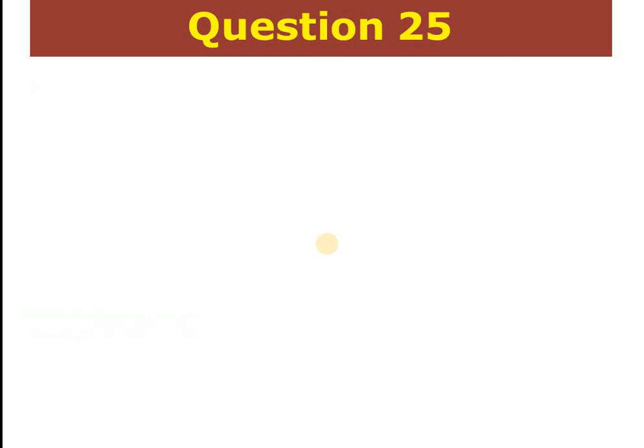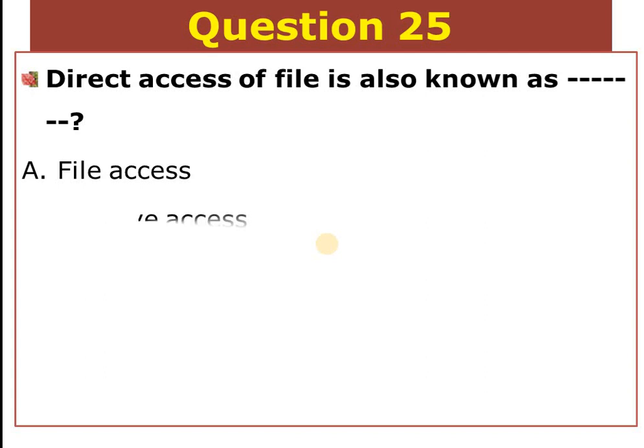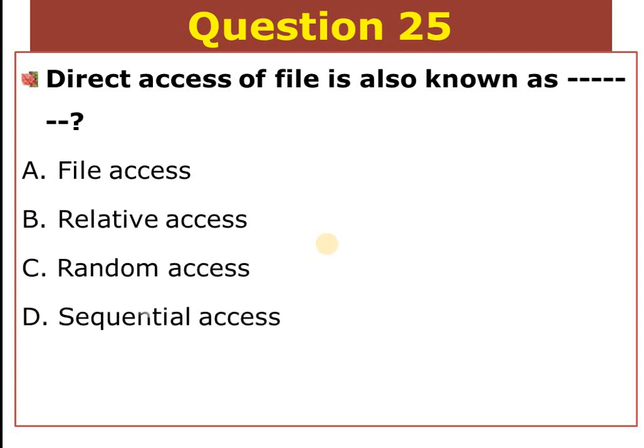Okay. Question number 25, the last question for this part. Direct access of file is also known as A. File access. B. Relative access. C. Random access. D. Sequential access. Choice C is the answer. Random access is also known as direct access of file.